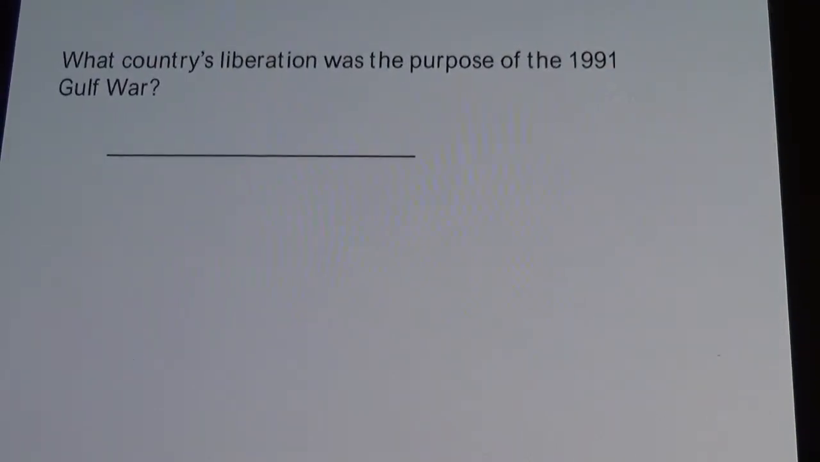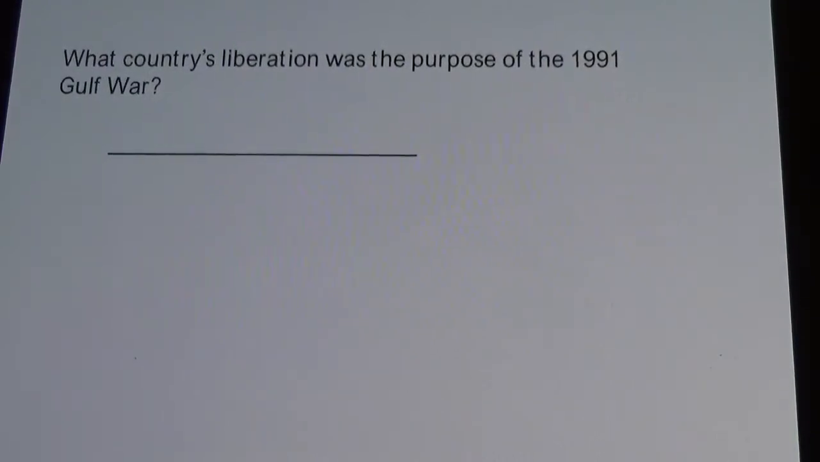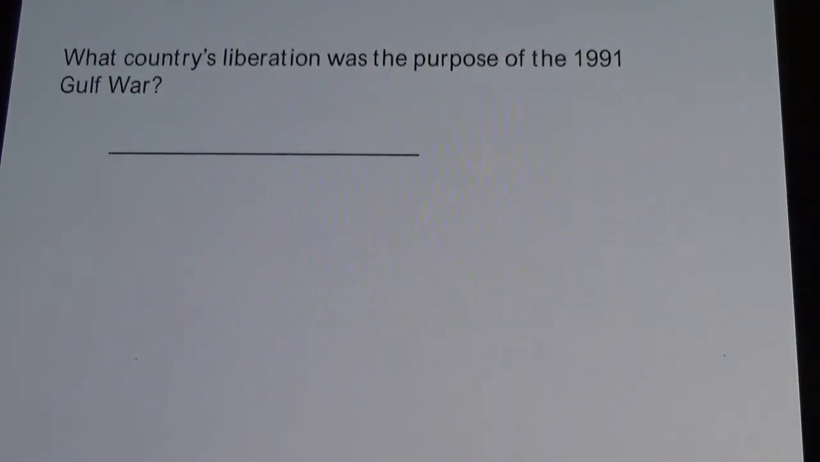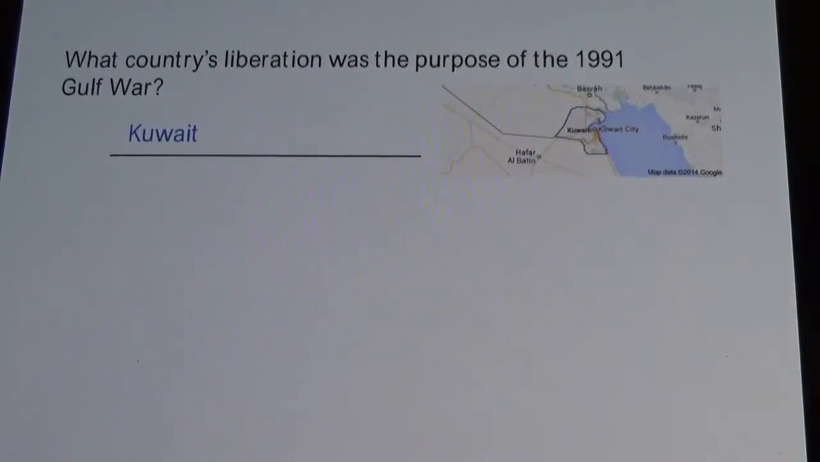Another commercial break. The purpose of the 1991 Gulf War was to liberate Kuwait. Which looks like another beautiful place.